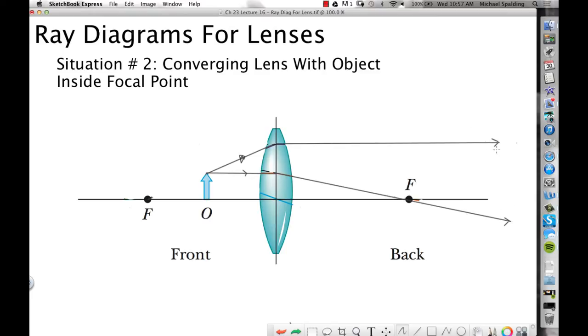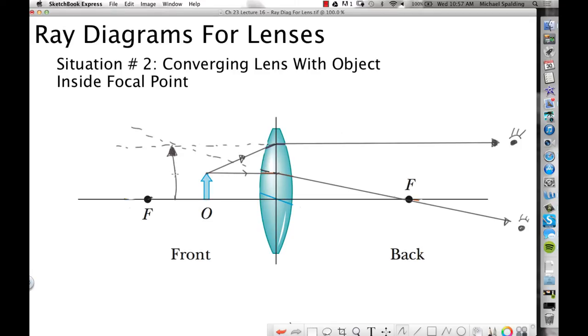So here's how you think about it. If your eyeball were right here, where would your eyeball think that this ray came from? Straight back, dot, dot, dot. If your eyeball were down here, where would your eyeball think that this ray came from? Dot, dot, dot. So the image is going to be back here somewhere. It's not perfect. Ray diagrams are an approximation, but it's pretty good.